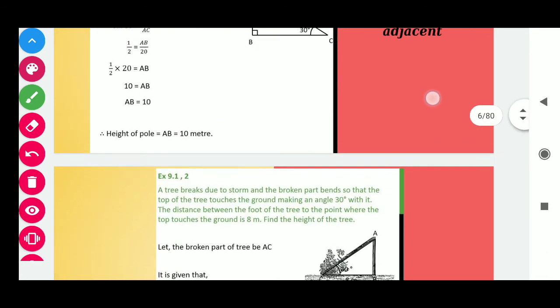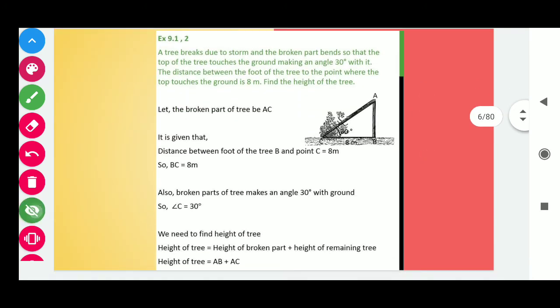So students, here we have question number 2. A tree breaks due to a storm and the broken part bends so that the top of the tree touches the ground, making an angle of 30 degree. You can see the diagram. The distance between the foot of the tree, this one, to the point where the top touches the ground is 8 meter. Find the height of the tree.